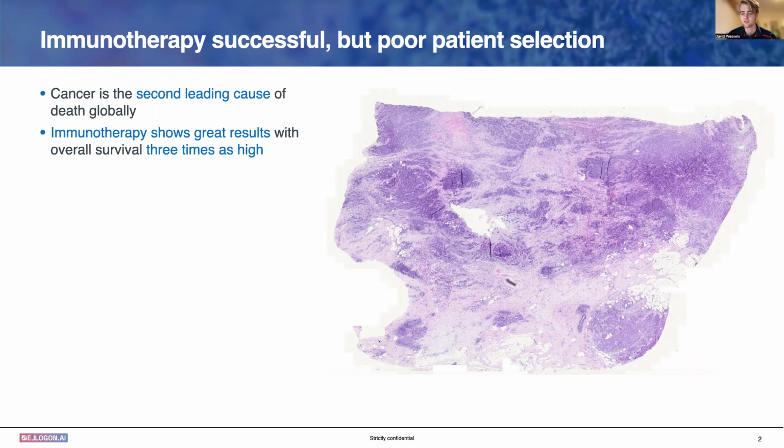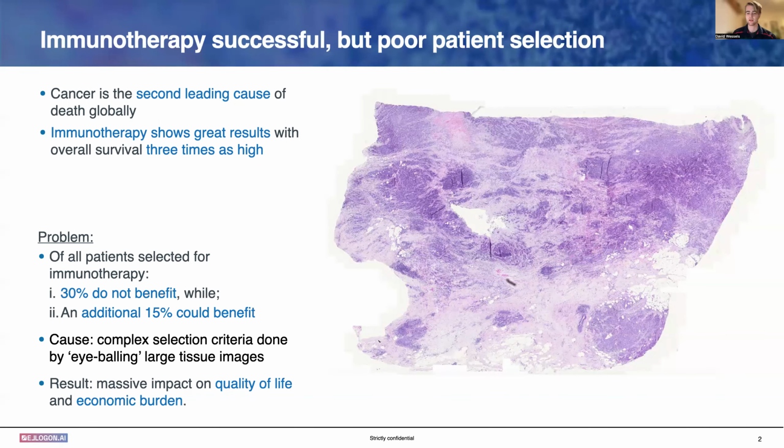compared to other treatments. Even though immunotherapy is successful, medical specialists have a hard time in selecting the right patients that will benefit. To check whether immunotherapy fits a certain patient, doctors need to analyze gigapixel images of tumor tissue called whole slide images. Within those images, they look for certain biomarkers. The doctors don't have time to analyze the whole image, so they often analyze certain interesting regions.